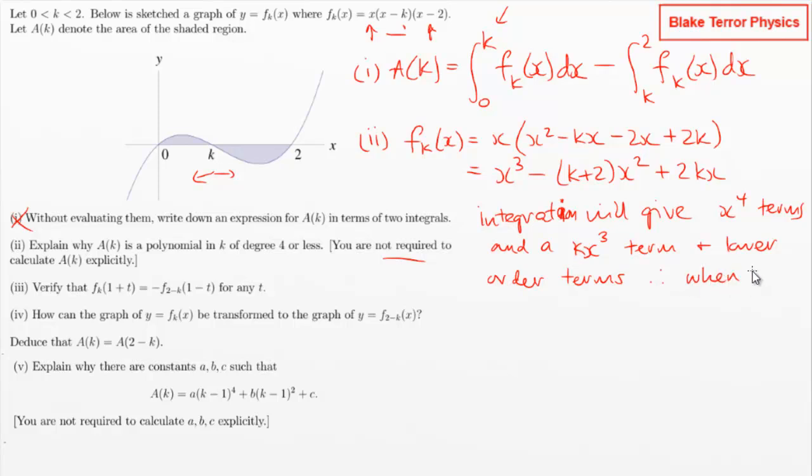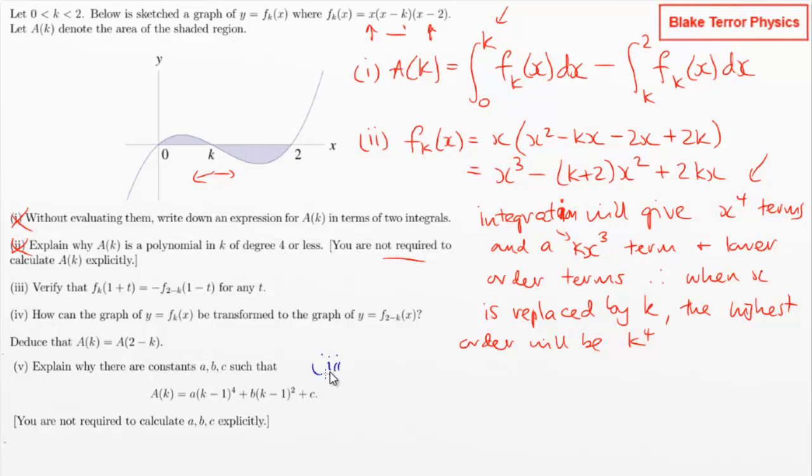Therefore, when x is replaced by k, the highest order of k will be 4. Highest order will be k to the 4, because we're going to get a k to the 4 from there and a k to the 4 from there. And they might cancel out, so you might end up getting lower order, but we can't get any higher. So that's just a couple of sentences to avoid actually doing the integral that isn't that hard to do. Okay, whatever. Part 3. Maybe you could think of a different way of doing that second part, but I suppose that wasn't too long.